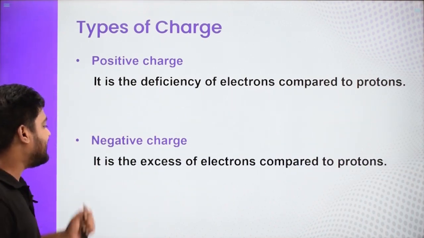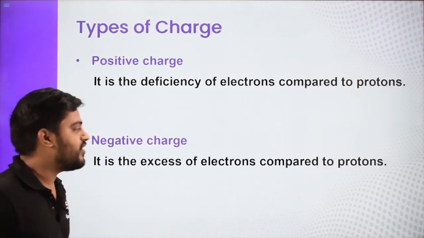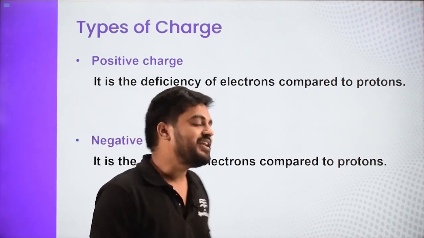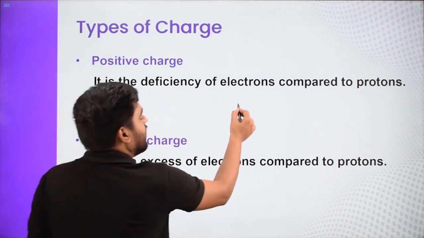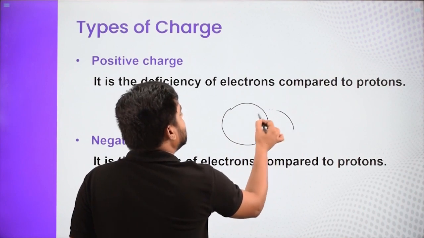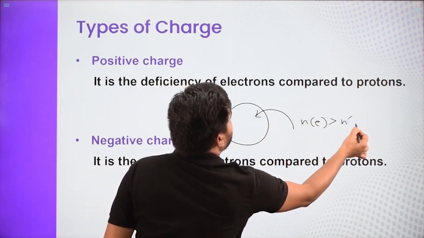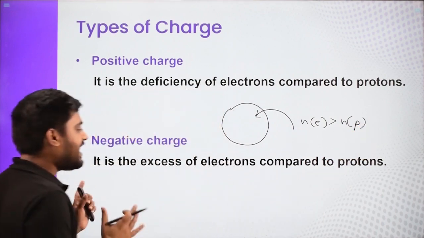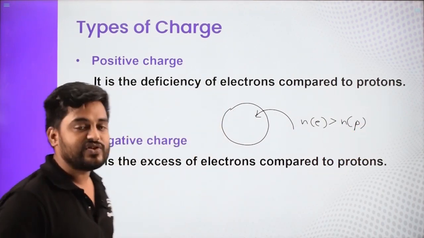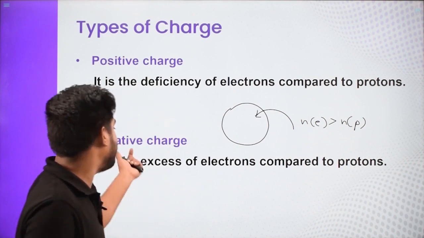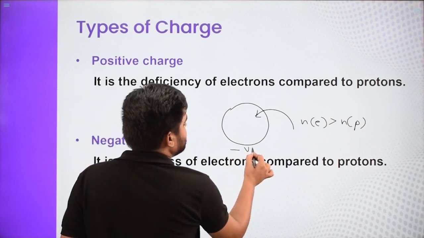Similarly, what is negative charge? It is the excess of electrons when compared to protons. If electrons come in, then the number of electrons is greater than the number of protons, and we say that there are excess electrons, and eventually it is the excess electrons which make the object negatively charged.